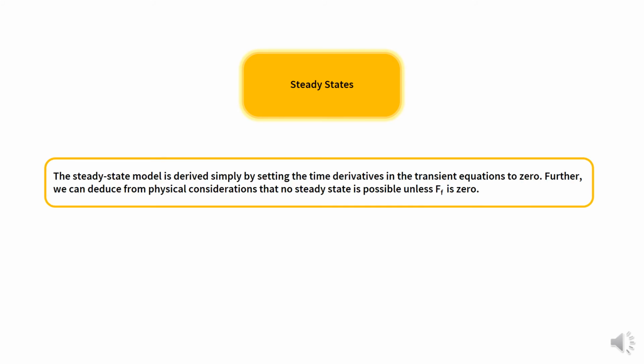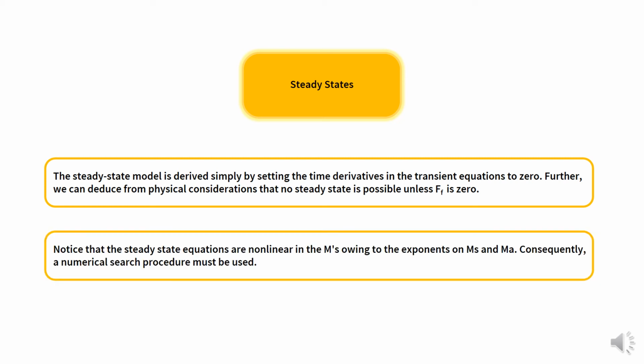The steady-state model is derived simply by setting the time derivatives in the transient equations to 0. Further, we can deduce from a physical consideration that no steady state is possible unless F is 0. Notice that the steady-state equations are nonlinear in the m's owing to the exponents on m_s and m_a. Consequently, a numerical search procedure must be used.